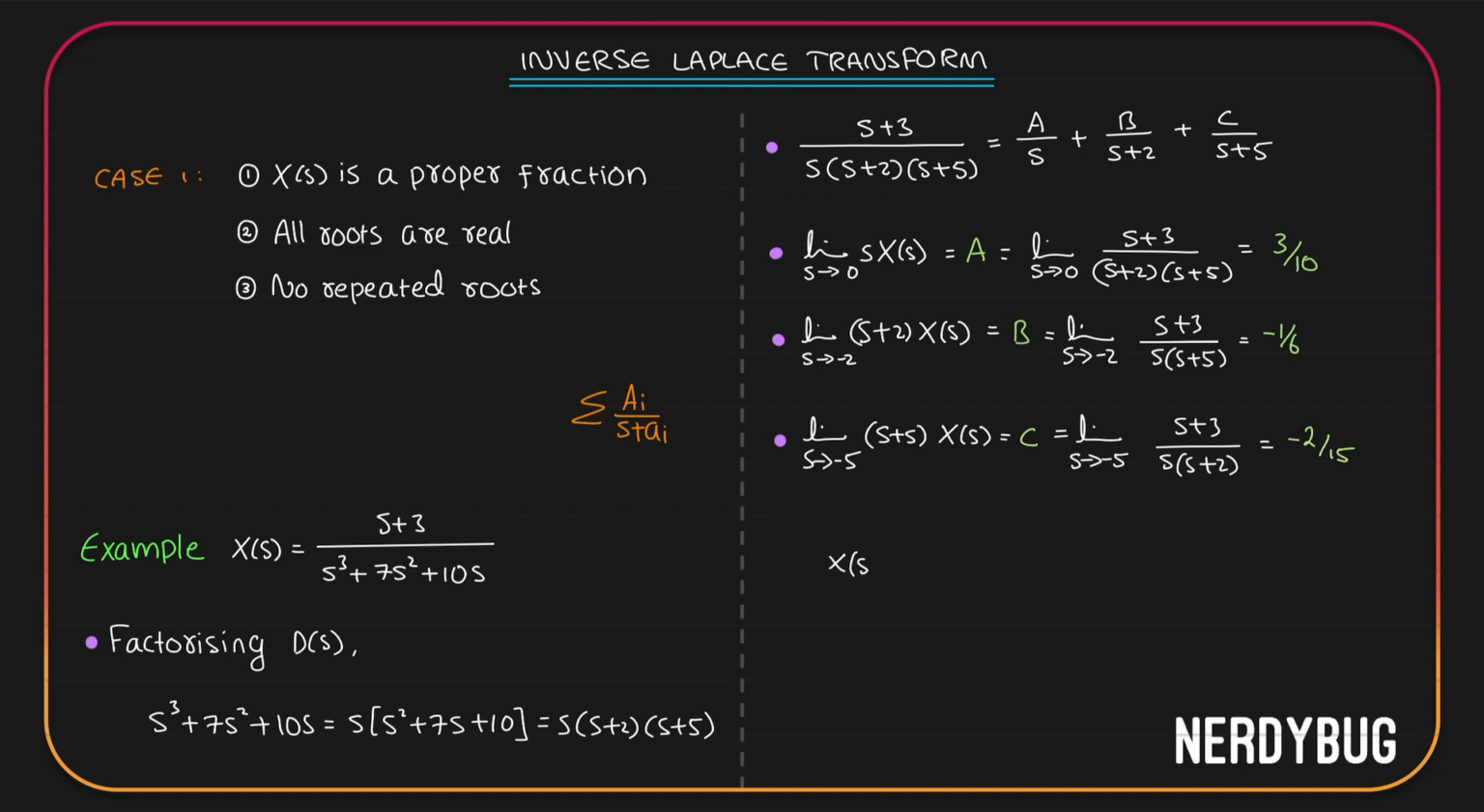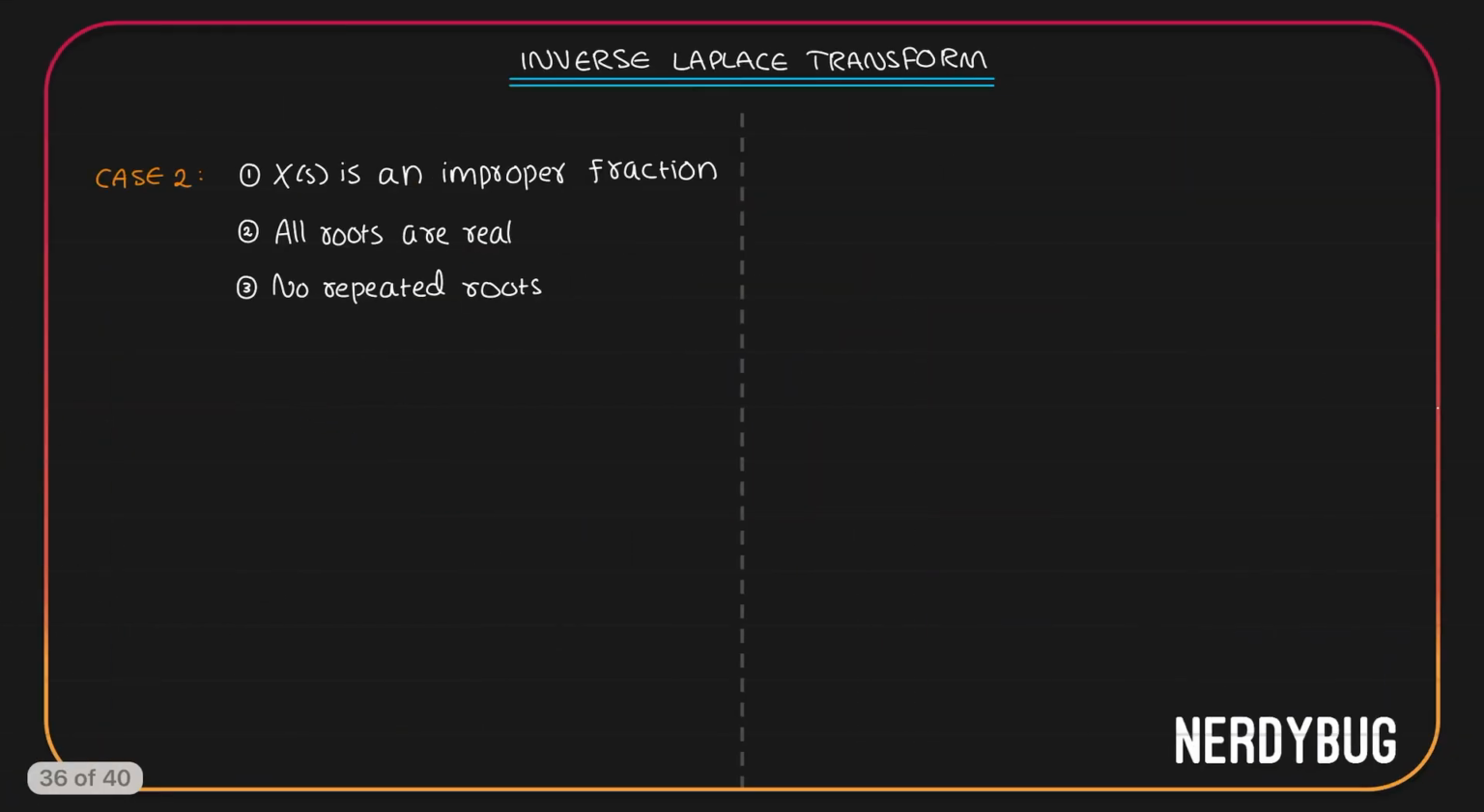So finally we can write x of s is equal to 3 by 10s minus 1 by 6 into s plus 2, minus 2 by 15 times s plus 5. So in general, we can write the ith coefficient ai is equal to limit s tends to ai, which is the ith pole, of s plus ai multiplied by x of s. Let us go to the next case.